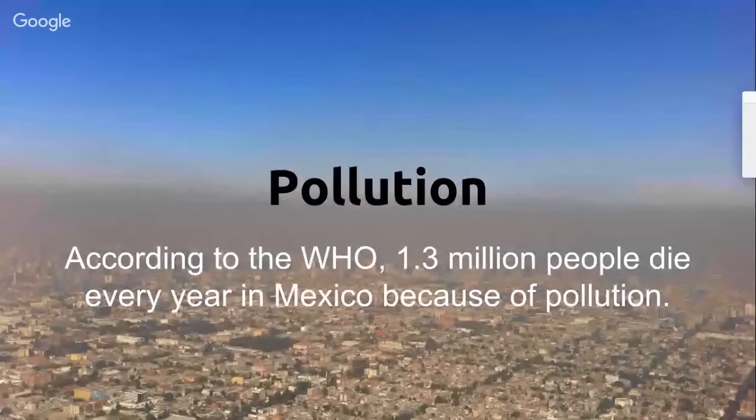Some of the ones that sixth graders often came up with, and these are very common themes: since I live in Guadalajara, Mexico, my students are super concerned about pollution. This is actually a photo from Mexico City, a historically polluted city in Mexico, and according to the World Health Organization, 1.3 million people die every year in Mexico because of pollution. That's a startling fact, and it really scares my students since we do live in Mexico.